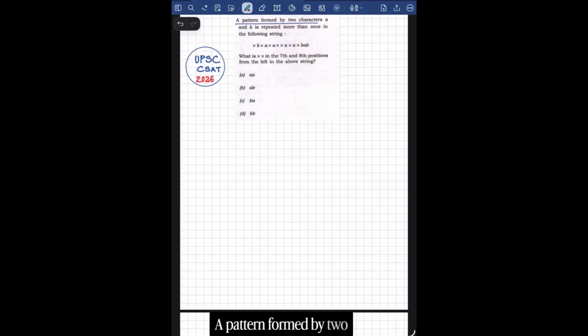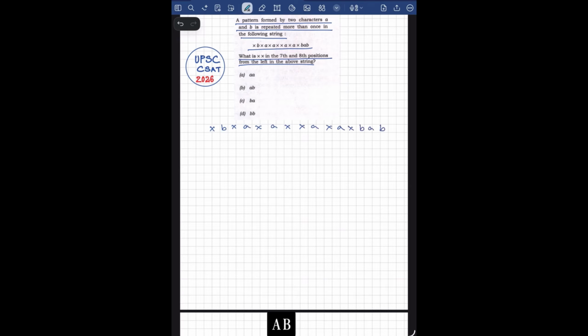A pattern formed by two characters A and B is repeated more than once in the following string. So this is the string. What is cross cross in the 7th and 8th positions from the left in the above string? So the given string is cross B, cross A, cross A, cross cross A, cross A, cross B, A, B. Now we are asked to find what fills the 7th and 8th position.